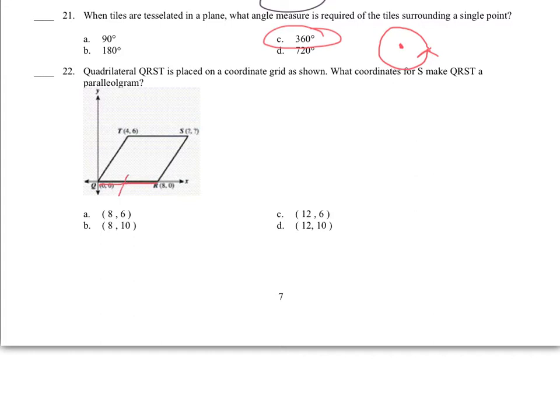Opposite sides are congruent with a parallelogram. So if my slope has to stay the same, that means my y-coordinate is going to be the same for this horizontal line. So we're going to maintain that 6, but it's 8 units over from 4. So 4 plus 8 is 12. So my new point there would be 12, 6. We added 8 to the x-coordinate, and we left the y-coordinate the same.